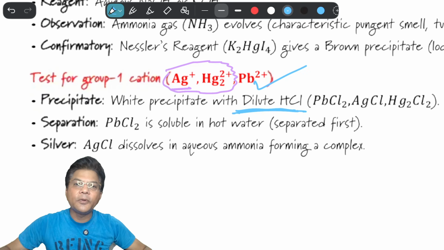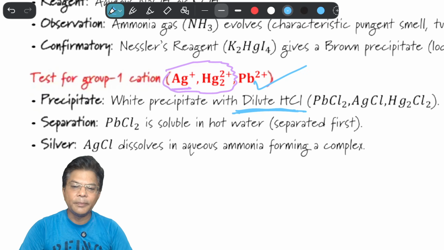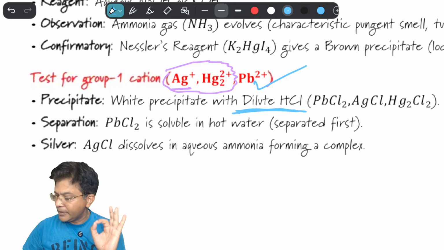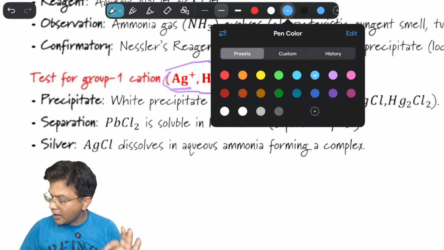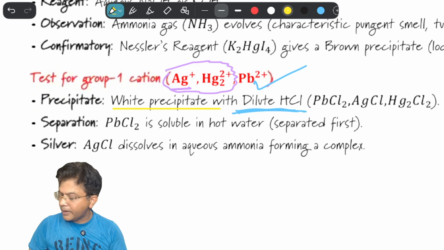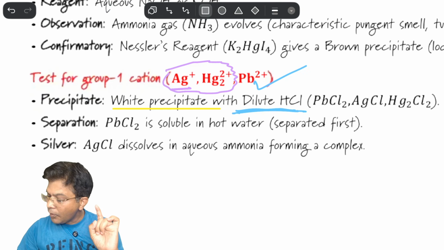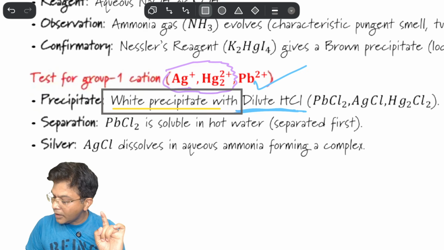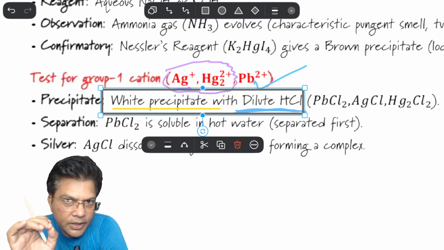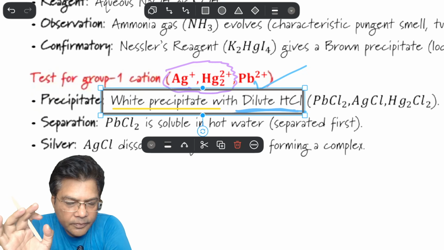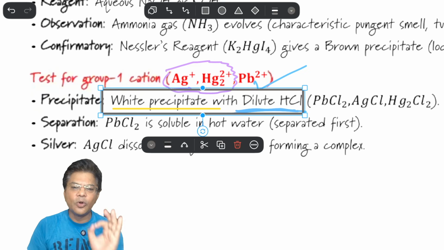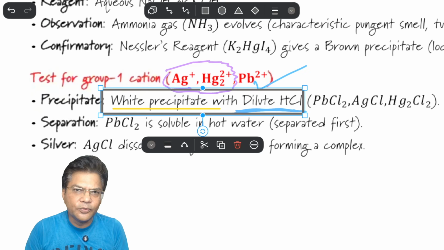Now, what color will it form? Remember that they all are white precipitate. Your part is to remember they all are white PPT. They all will form a white precipitate with dilute HCl. This is the point to be noted. Clear? Now, the white precipitate we have got, and you should remember that these chlorides are insoluble in water.